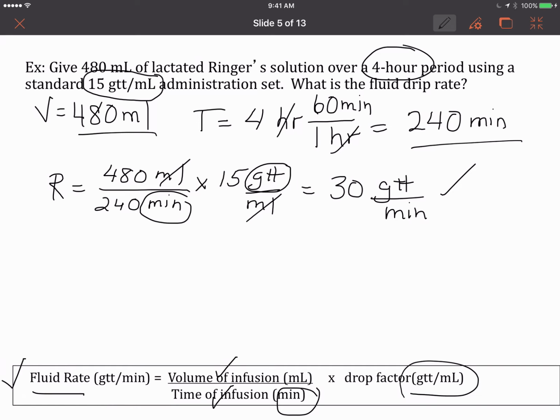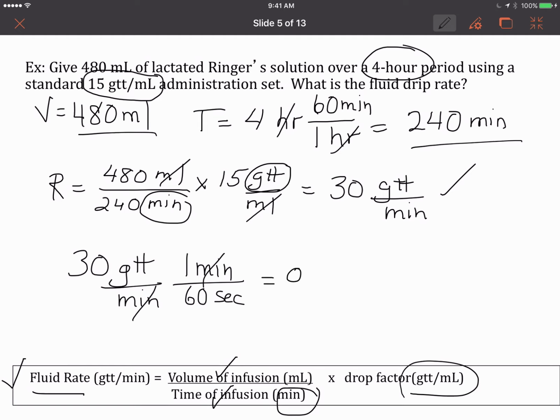So we usually convert a fluid rate in drops per minute to either drops per second or drops per 2 seconds or 5 seconds or something that gives us a whole number. So this is easy enough to do. If I have 30 drops per minute, I can easily convert to seconds. 1 minute is equivalent to 60 seconds. I can see the minutes cancel out. 30 divided by 60 equals a half. So 0.5 drops per second.